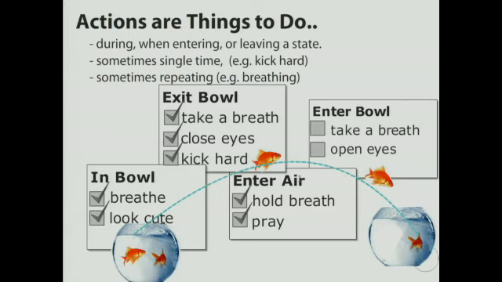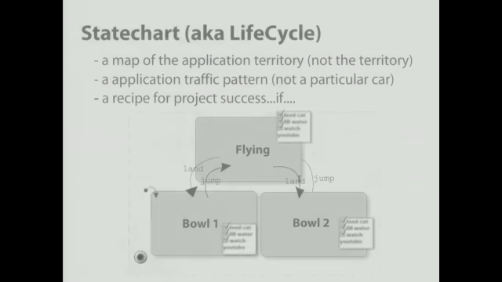And they're like checklists. You kind of cross them off as you do if you're exiting the bowl or entering the bowl. When we're in a particular state, we may have things which repeat, like breathing over and over again. And at other times, we have single actions, like kick hard when you exit the bowl. The state machine would be following this fish going through these different states. It would perform these actions automatically.